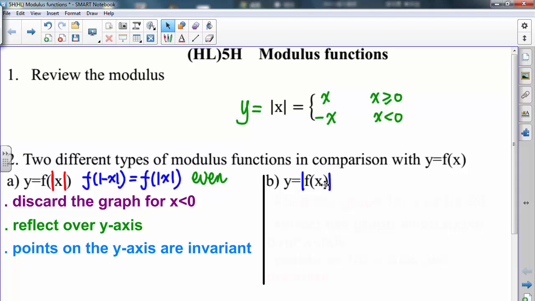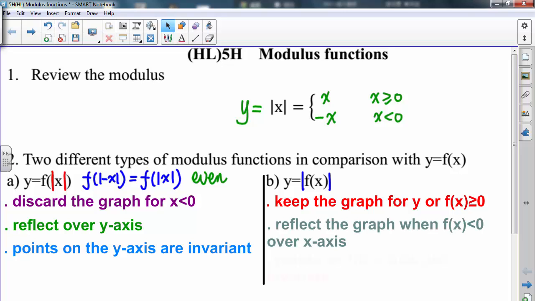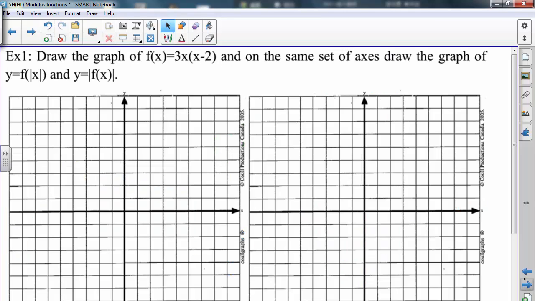Let's look at this one, the second type. If we put an absolute value on y, that means no negative y values anymore. So we keep the graph for y, or f of x, larger than or equal to 0. The graph should be reflected over the x-axis for the f of x smaller than 0 part. And the points on the x-axis are invariant. That means you do not change those points on the axis of symmetry. So let's follow those conclusions to graph.